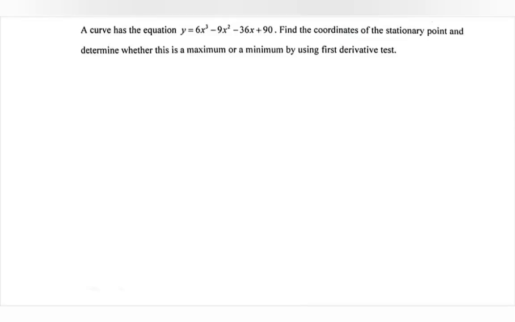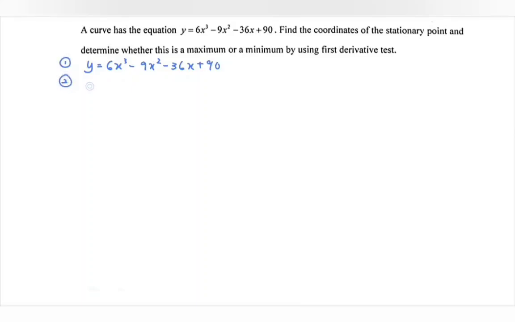Hello everyone, in this video, I'm going to discuss the example for application of differentiation regarding the extremum problem. A curve has the equation y equals 6x to the power 3 minus 9x squared minus 36x plus 90. Find the coordinates of the stationary point and determine whether this is a maximum or a minimum by using the first derivative test. So step number 1, we have the equation.